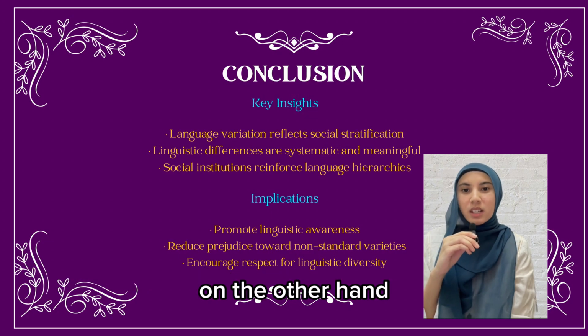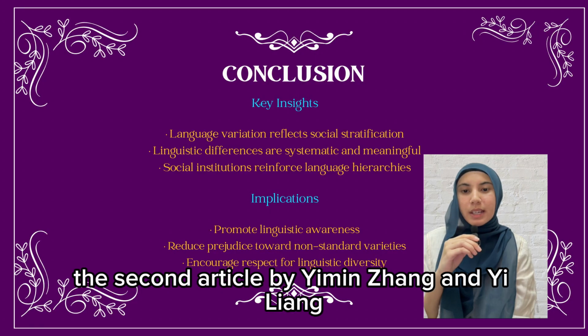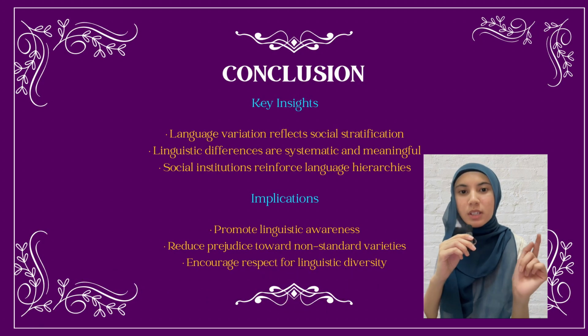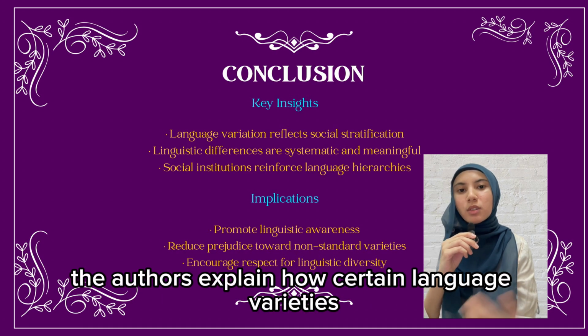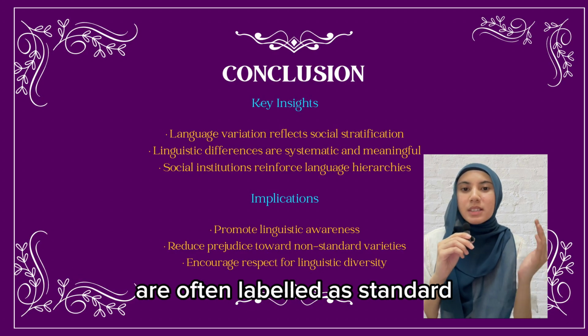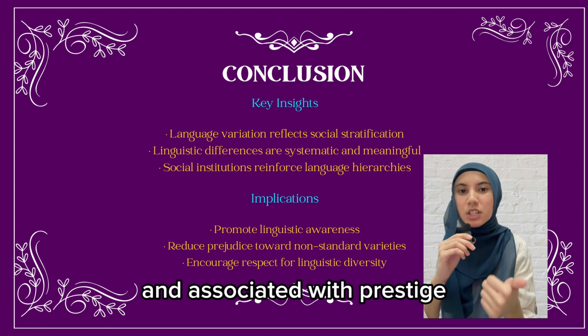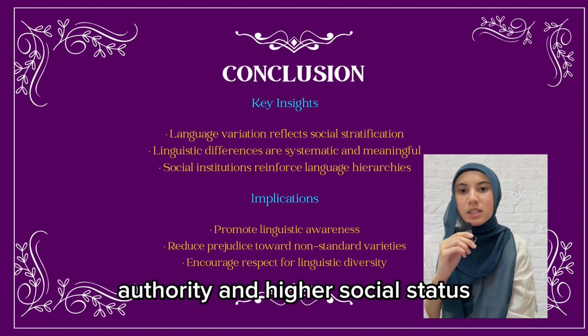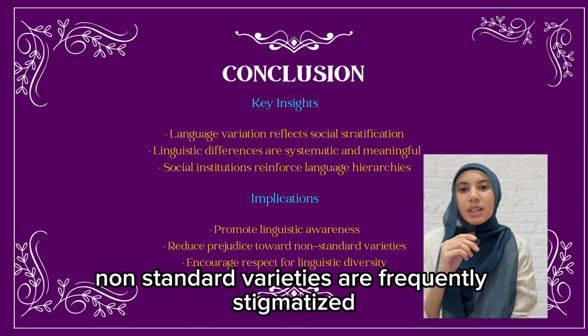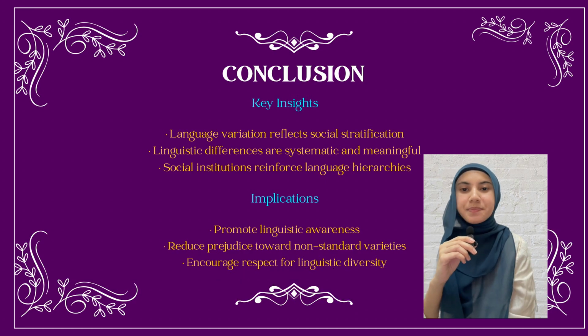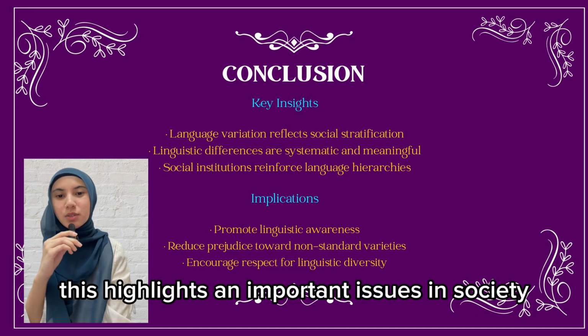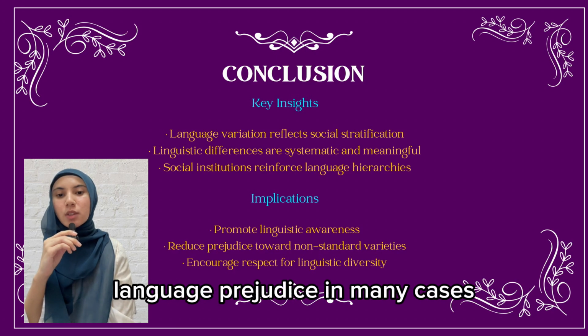On the other hand, the second article by Yimin Zhang and Liang provides a more theoretical discussion of language variance and social class. The authors explain how certain language varieties are often labeled as standard and associated with prestige, authority, and higher social status. Meanwhile, non-standard varieties are frequently stigmatized even though they follow their own systematic linguistic rules. This highlights an important issue in society: language prejudice.